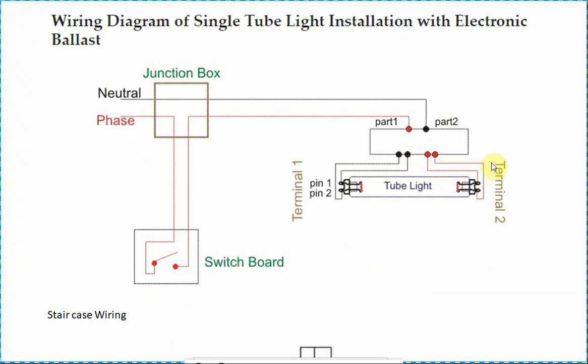Four lines are connected directly to the lamp: one point of the lamp and the other point, lamp one and lamp two. You connect them directly. When the switch is on, the tube light inside the lamp will glow. So this is the wiring connection of the electronic choke. It doesn't require any starter.